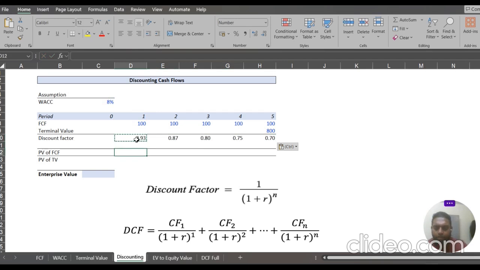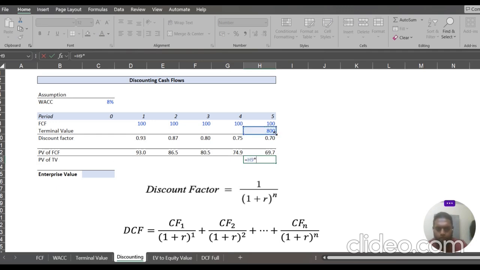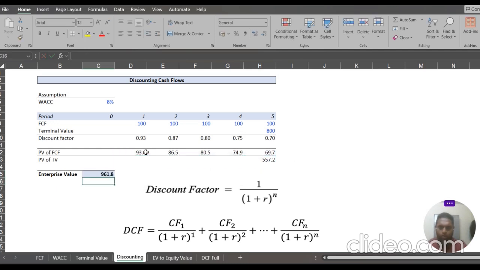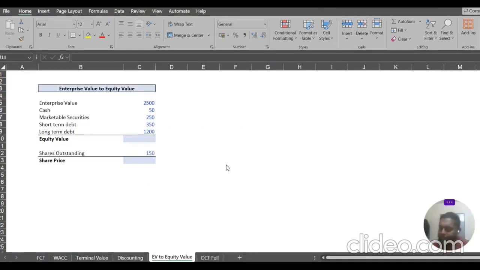Now the present value of FCF is equal to this into this, dragging it across. Now the present value of terminal value will be equal to the terminal value into the discounting factor. Now we have to find the enterprise value, which is the sum of present value of FCF and present value of terminal value. Sum of, okay, the 968.1.